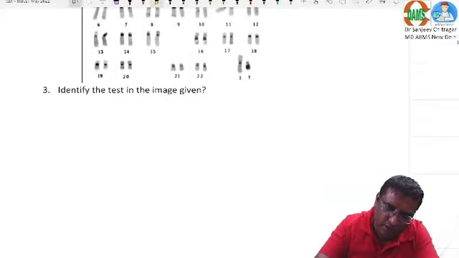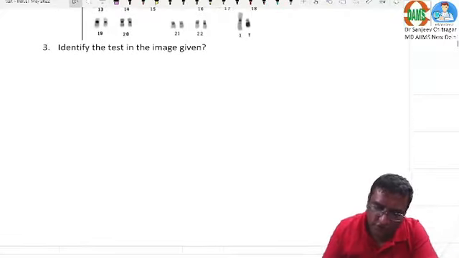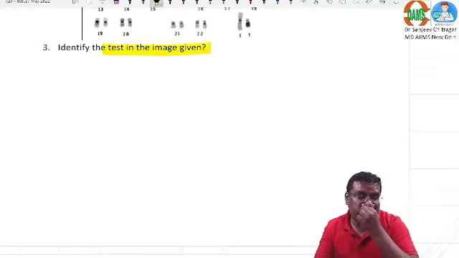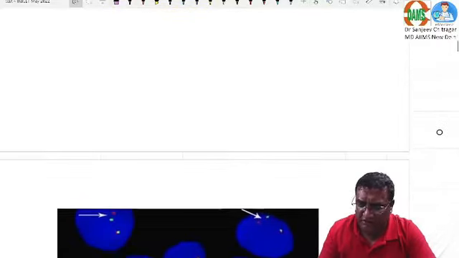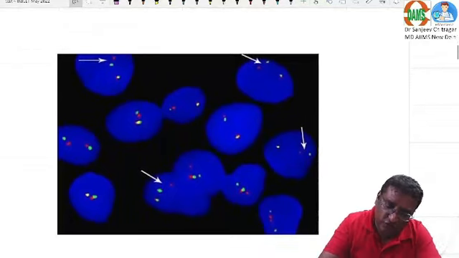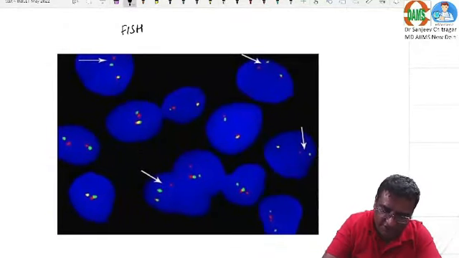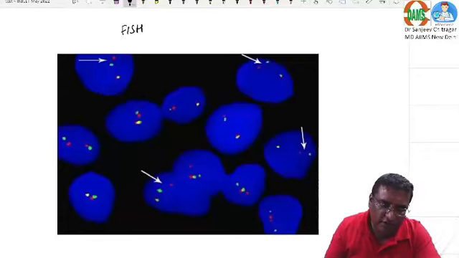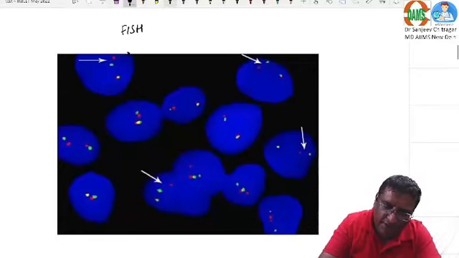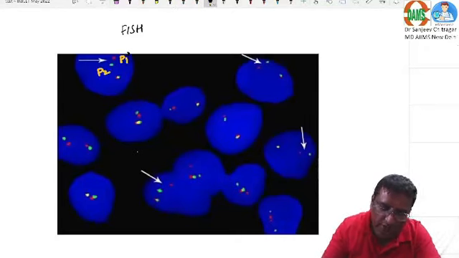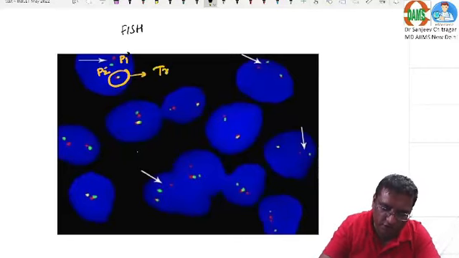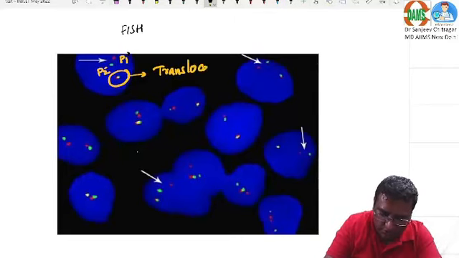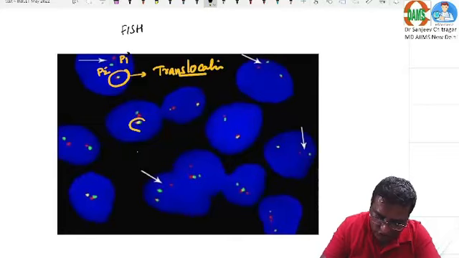Next, one more. I got various responses for this question. Identify the test that is given in the image. I think some clinical history was also given, and they had asked if there is a translocation in this. And of course, what is the investigation here? This is FISH, and look at this. There are two different colors that I am seeing here. This will be probe 1, P1, and this will be P2, probe 2, red and green. And wherever both of them have fused together, this is your translocation. Wherever they have fused, this is the translocation that I am seeing.